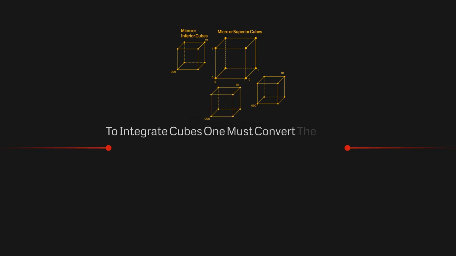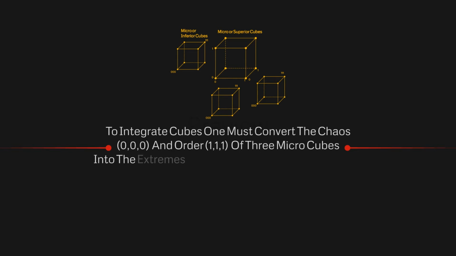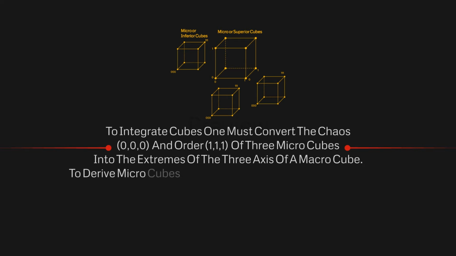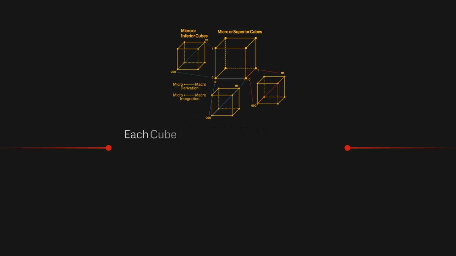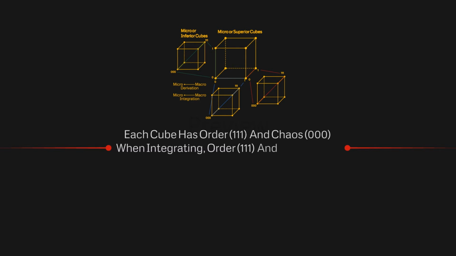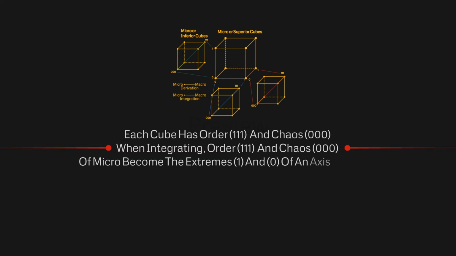Calculus model. To integrate cubes, one must convert the chaos and order of 3 microcubes into the extremes of the 3 axes of a macrocube. To derive microcubes from a macro, one must do the opposite. Each cube has order and chaos. When integrating, order and chaos of micro becomes the extremes 1 and 0 of an axis of macro.